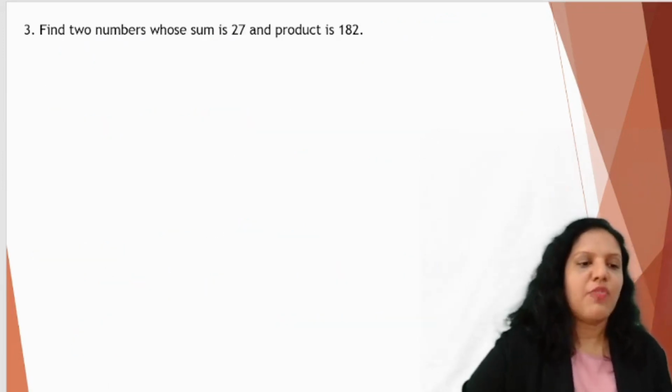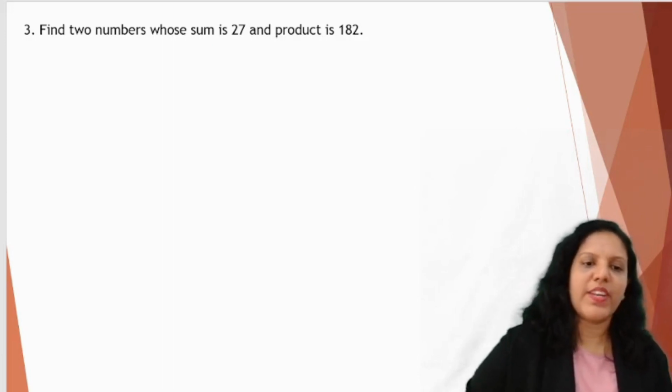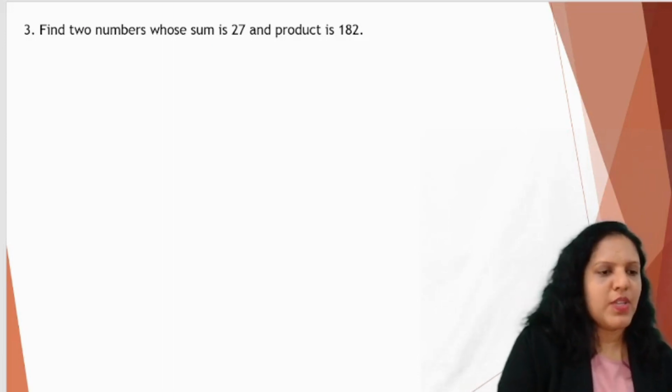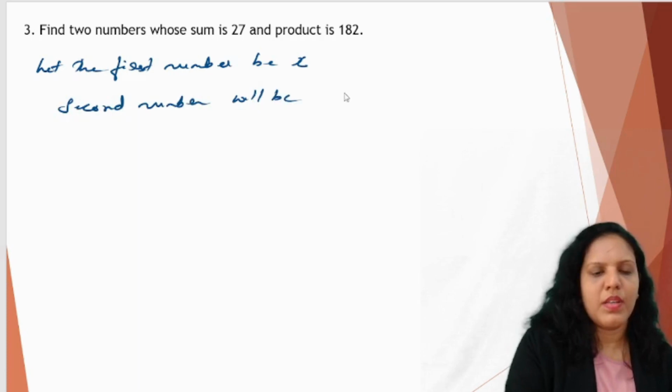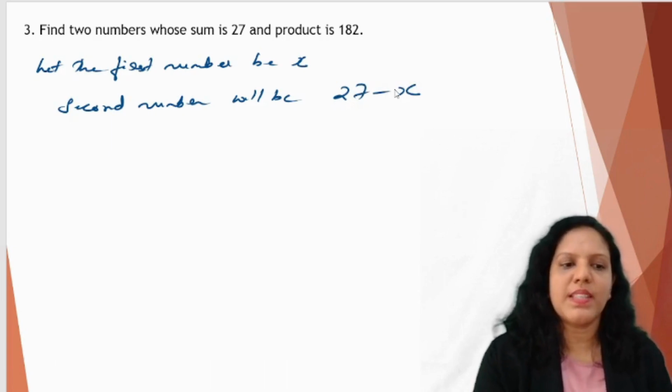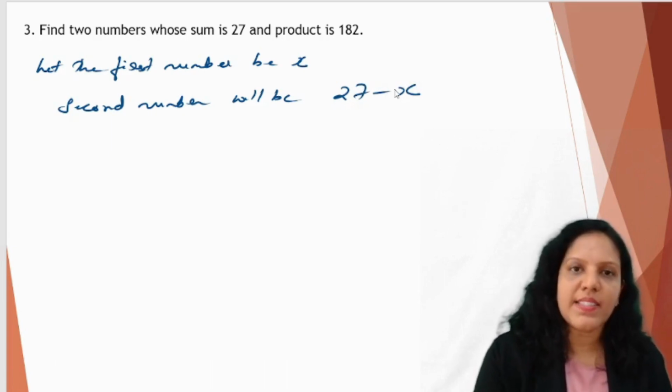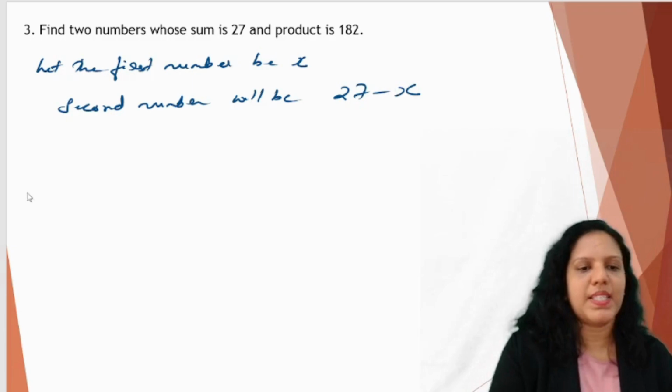The third question: find two numbers whose sum is 27 and product is 182. So let the first number be x, then the second number will be 27 minus x, because the sum of the two numbers is 27. So the first number is x, then the second number will be 27 minus x.